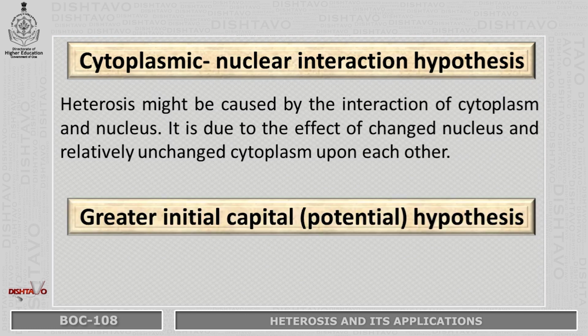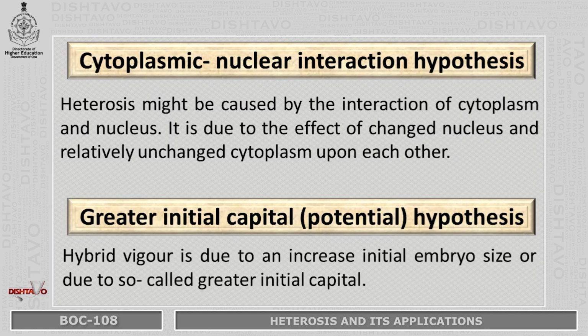Greater initial capital potential hypothesis. In this, the hybrid vigor is due to an increased initial embryo size, or due to so-called greater initial capital.